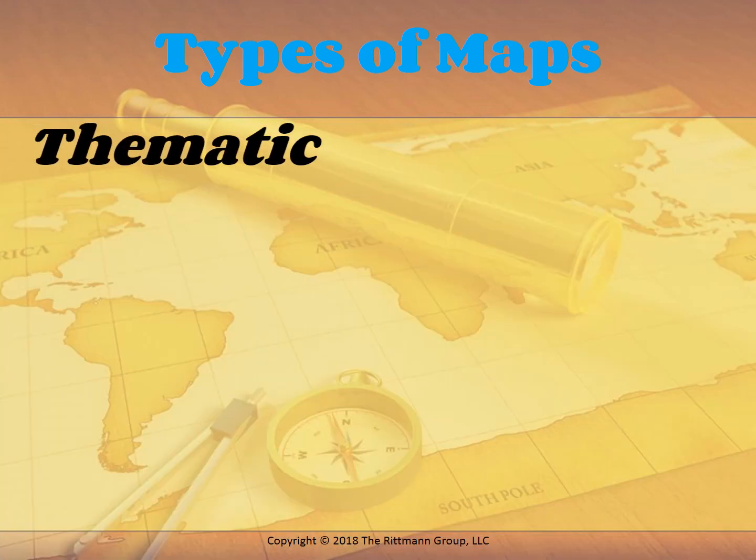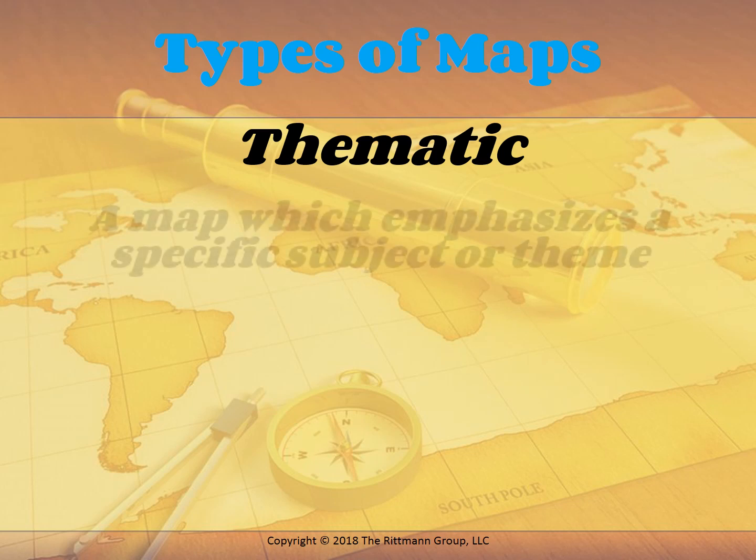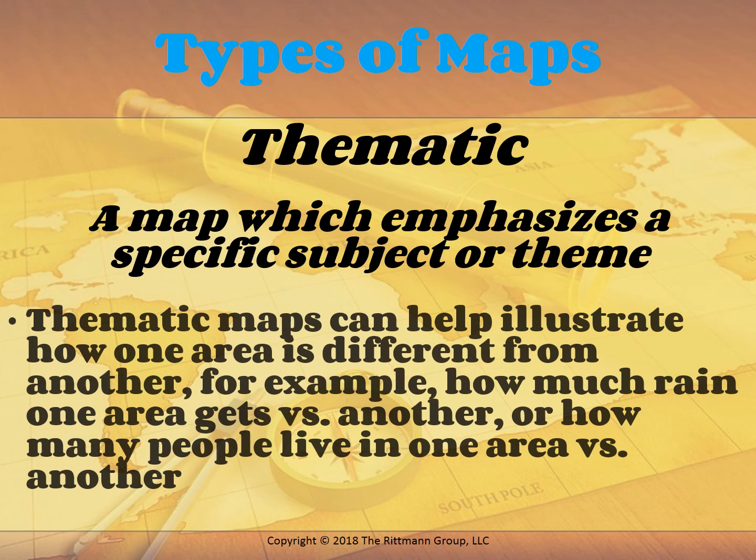The next type of map that we're going to discuss is a thematic map. Thematic is another long term for theme. A thematic map is a map which emphasizes a specific subject or theme. For example, thematic maps can help illustrate how one area is different from another, like rain or how many people live in the area or types of farming in each area. So some type of theme that you're looking for general information in a certain area.